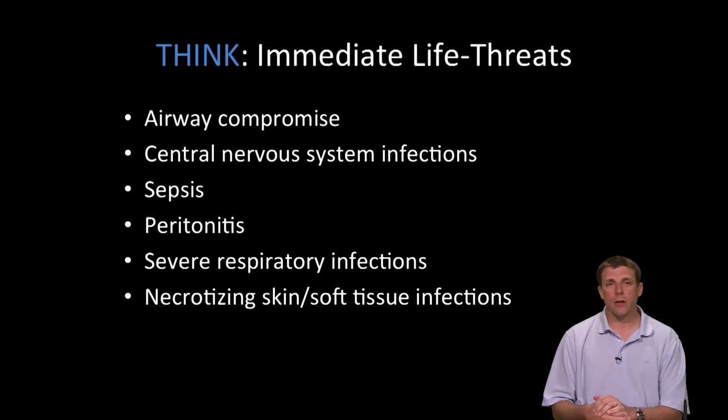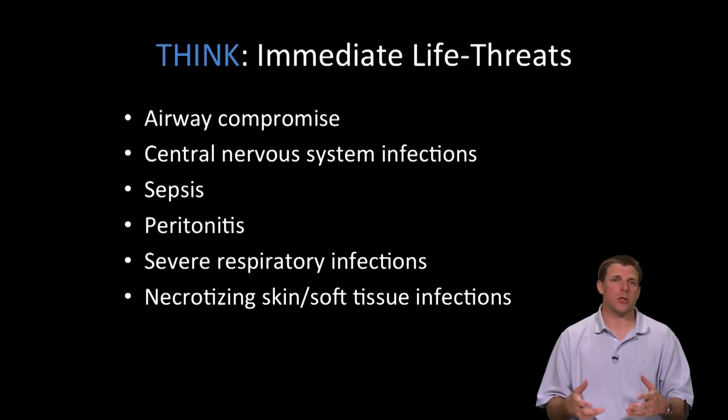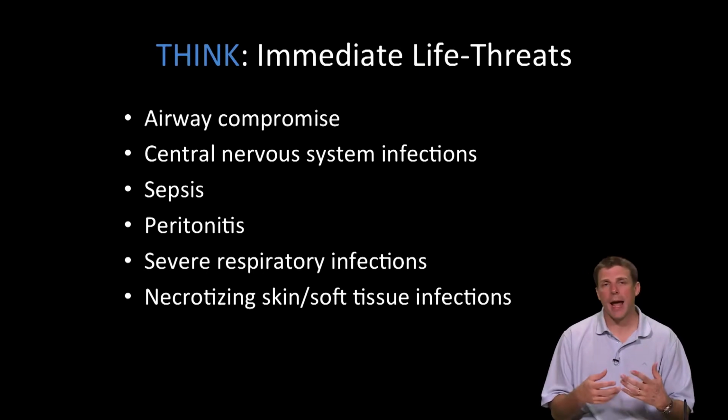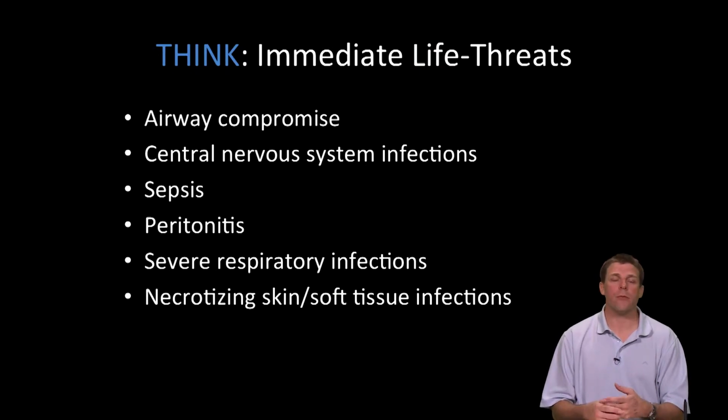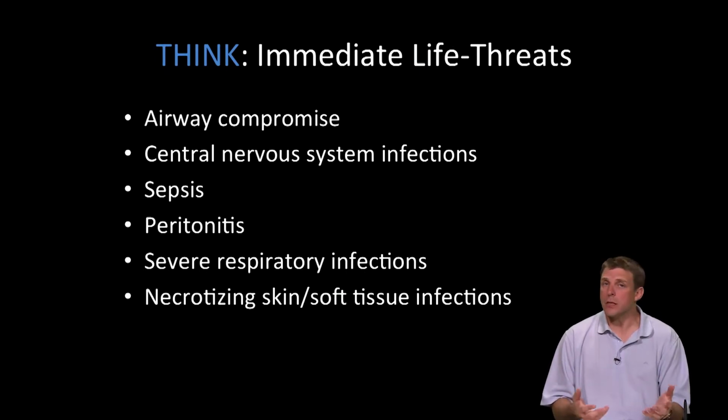So this is a brief list of things we should consider as immediate life threats relevant to this case. First off, airway compromise. Does this patient have an expanding neck mass? Is there an abscess in the pharynx? Is there a lymph node that is potentially occluding the trachea? Does the patient have evidence of a central nervous system infection? In this case, possibly. The patient had a history of reported headache and altered mental status, certainly right now.